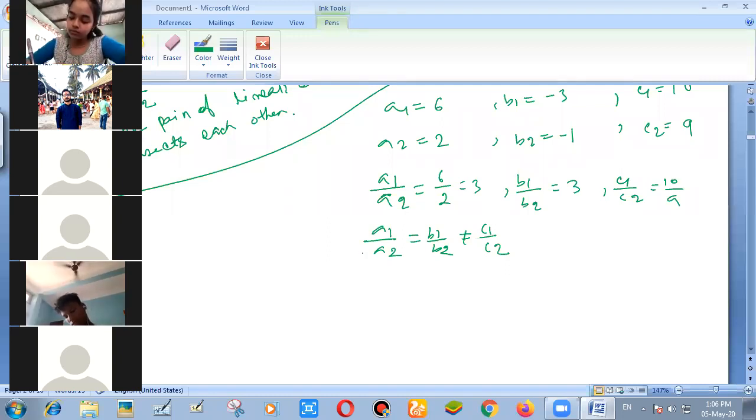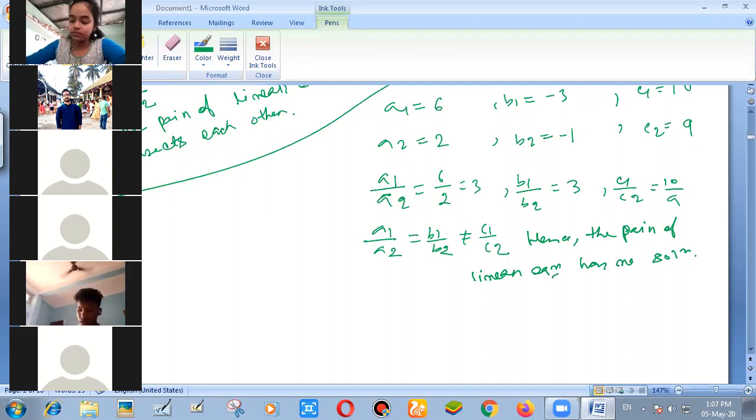You have to write like this. Hence the pair of linear equations, not lines. Hence the pair of linear equations has no solution. That is, the lines are parallel. Yes or no? Yes.